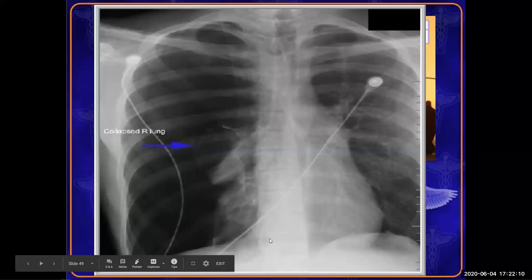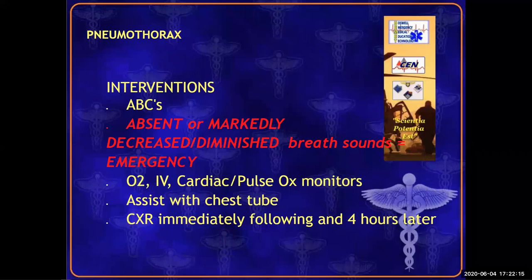All right, so we're going to transition from the simple pneumothorax to the, just checking my notes here. So I'm going to talk about these words again as far as the diminished or decreased. We're going to get to the tension pneumothorax in just a minute.